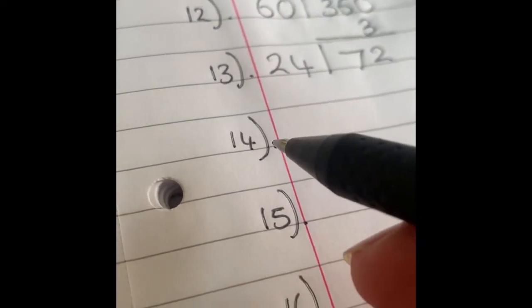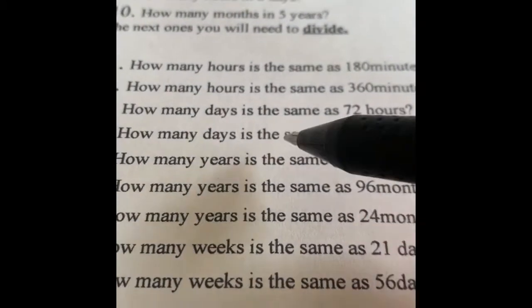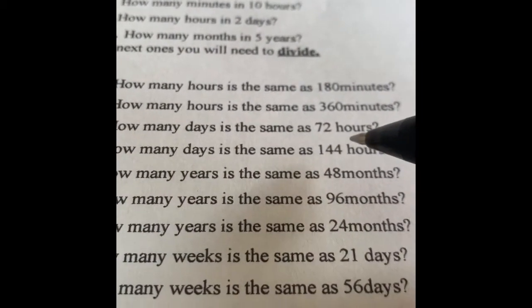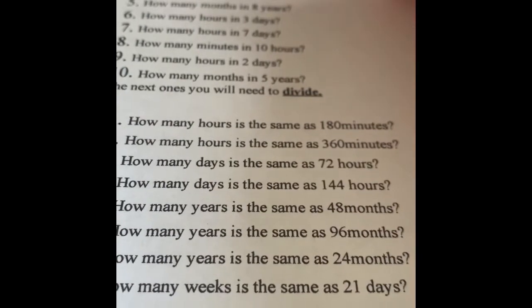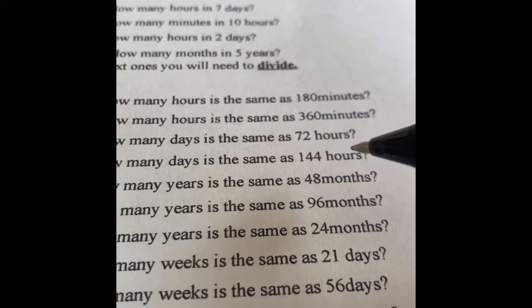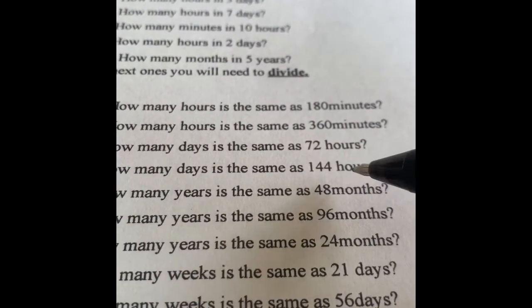Question number 14. How many days is the same as 144 hours? So again, I knew that there were 24 hours in a day. So I want to know how many 24s go into 144. 144 divided by 24. What I'm going to do is carry on counting up in my 24s. So I got up to 3 times 24 equals 72.